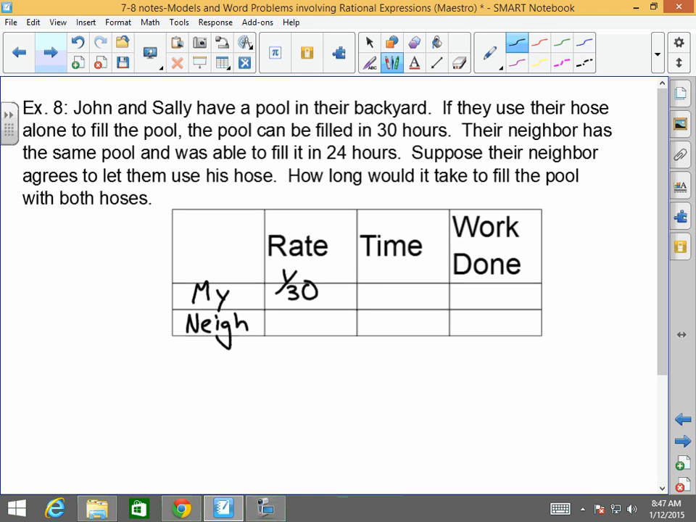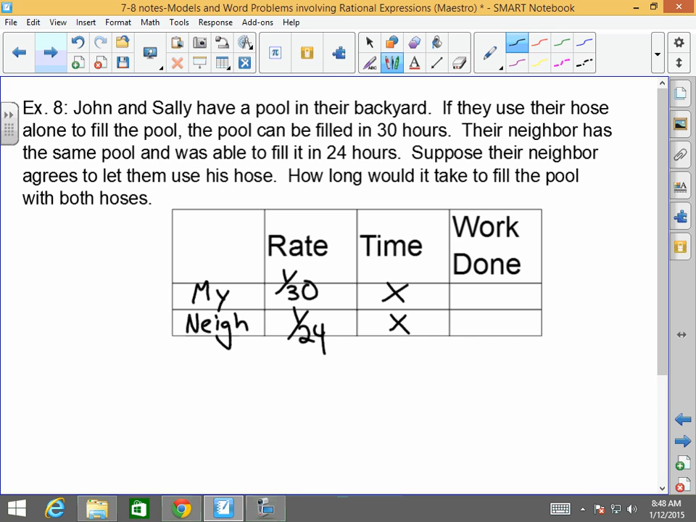So the rate of the neighbor's hose is 1/24th every hour. That means that after 24 hours, it has completed one full pool, one full job. You with me? Okay. Now we have both hoses working together, we're going to put them on at the same time and start filling the pool. Do we know how long it's going to take, though? So they're both going to have to work for x hours.